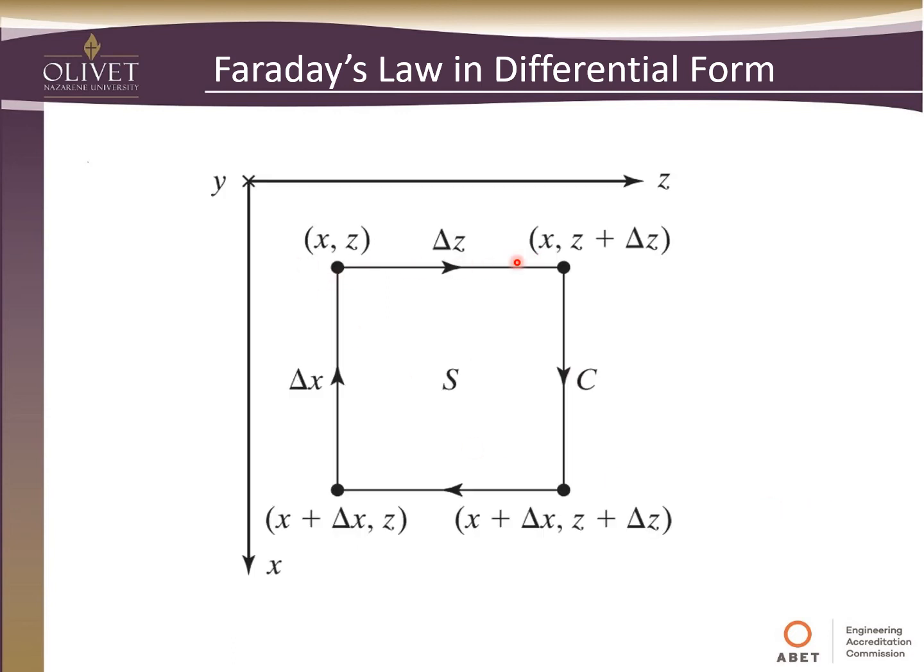Again, these two are 0 because we only have an Ex component, so it's only moving in this direction. Remember, our whole area is this box, and this length is delta x and this length is delta z, so that's why that's the surface area. Hopefully that makes sense to you.